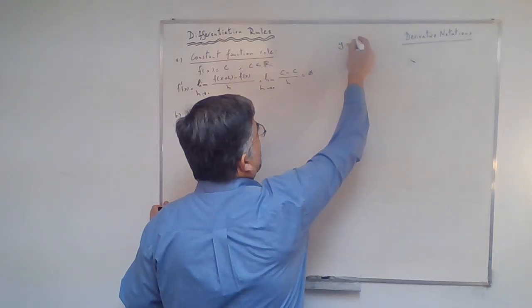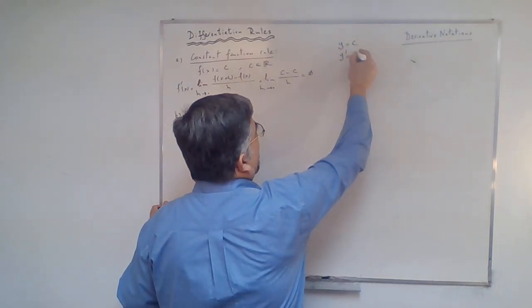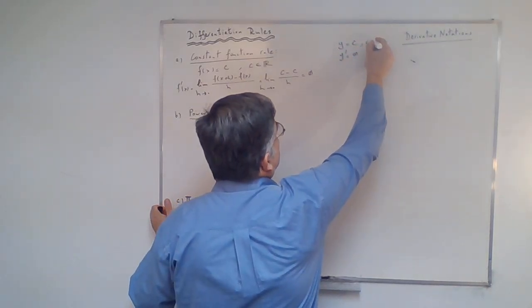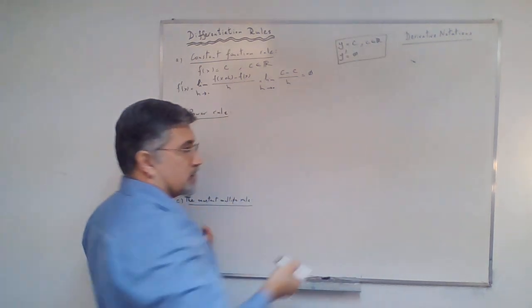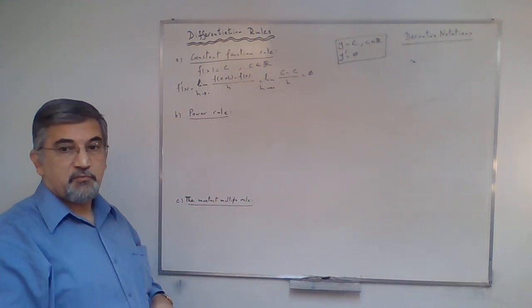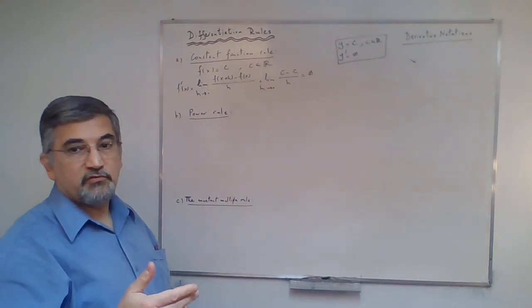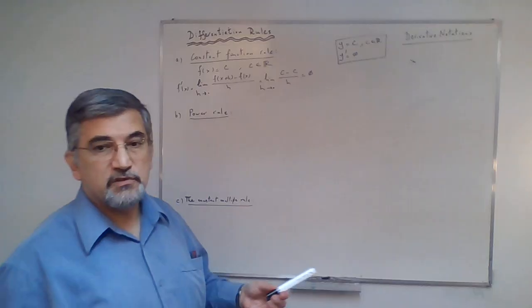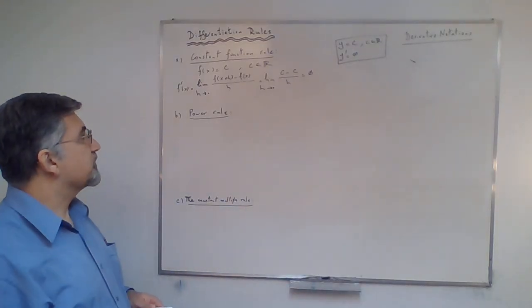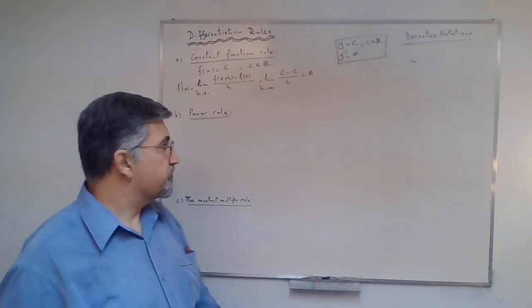So we can write this like this: y equals c, y prime is always 0, where c belongs to the set of real numbers. This is just one rule we come up with. For example, if y equals 5, the derivative of 5 is 0. The derivative of negative 2 is 0, and so on and so forth. That's the short proof of it.